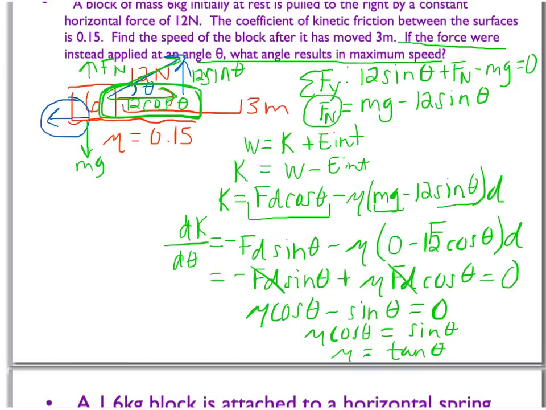And we could then plug our value of mu in, where mu was our 0.15, and set that equal to the tangent of theta. So when we actually solve then for theta as the variable that we were looking for here, with a mu value of 0.15, the theta that is going to maximize your kinetic energy is going to be an angle of just over 8.5 degrees. So at that value, you would maximize the speed of your object.